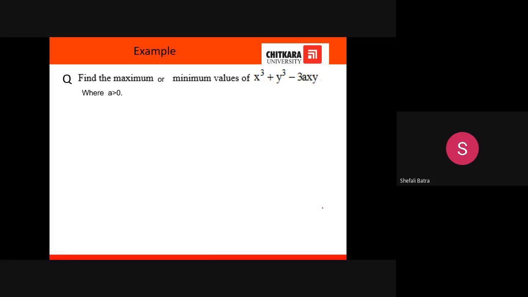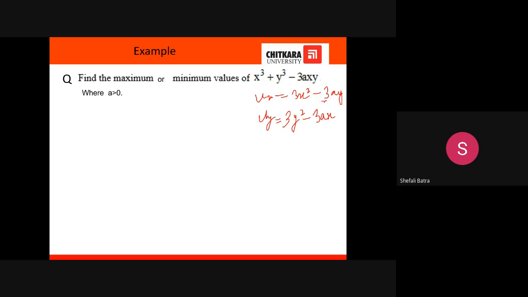Good. Tell me, what will be the ux? Ma'am, ux will be 3x square minus 3ay. Yes. And uy? 2y square. 2y square or 3y square? Ma'am, 3y square, sorry. Yes, 3y square and minus 3ax. Good, beta. 3ax. Thank you.